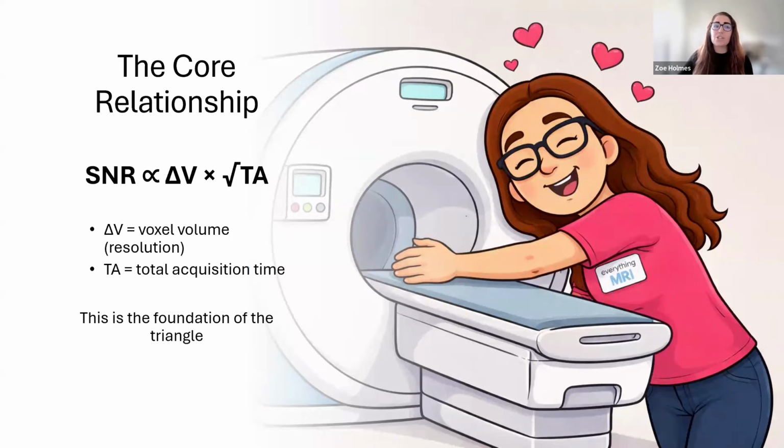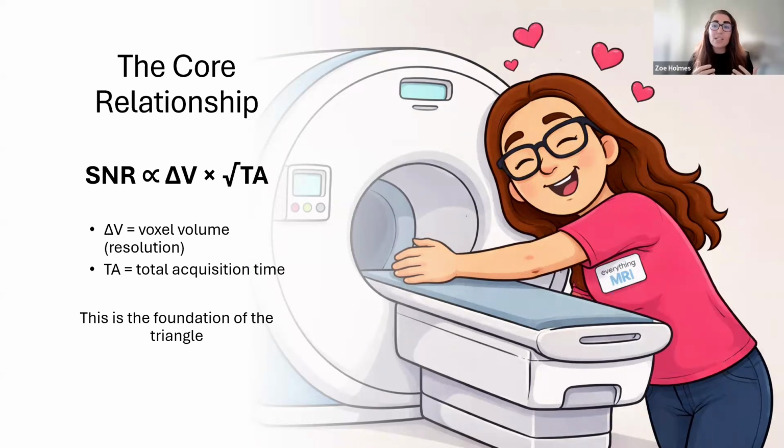So next is our core relationship. This is the single most useful scaling rule. Signal to noise ratio is proportional to voxel volume times the square root of total acquisition time. So said differently, if you double your voxel volume, you roughly double your signal to noise ratio. If you quadruple time, you roughly double SNR. So why does this matter? It tells you immediately why some protocol tweaks feel really powerful and others feel really disappointing.